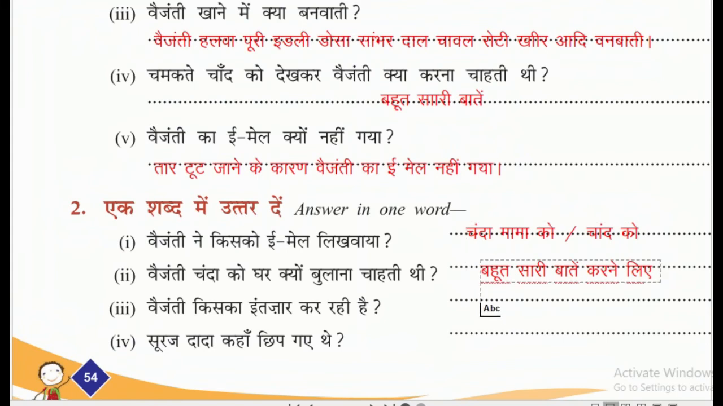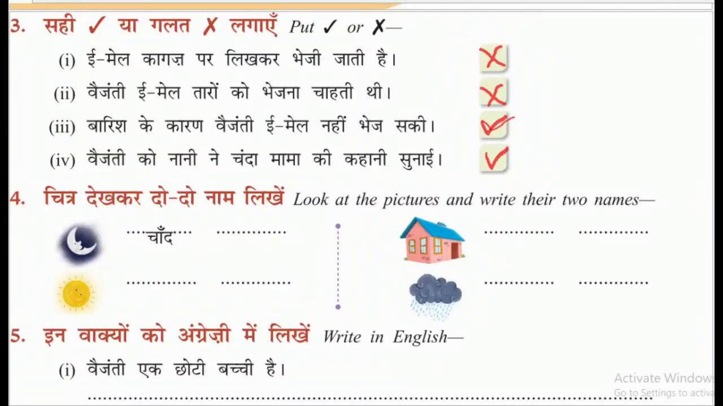Who is Vaijanti waiting for? She is waiting for the train to stop. I already said Varsha Bant Ponika. Vaijanti is waiting for Varsha Bant Ponika. Fourth question: where did Grandpa Sun hide? The sun hid behind the cloud, badal.